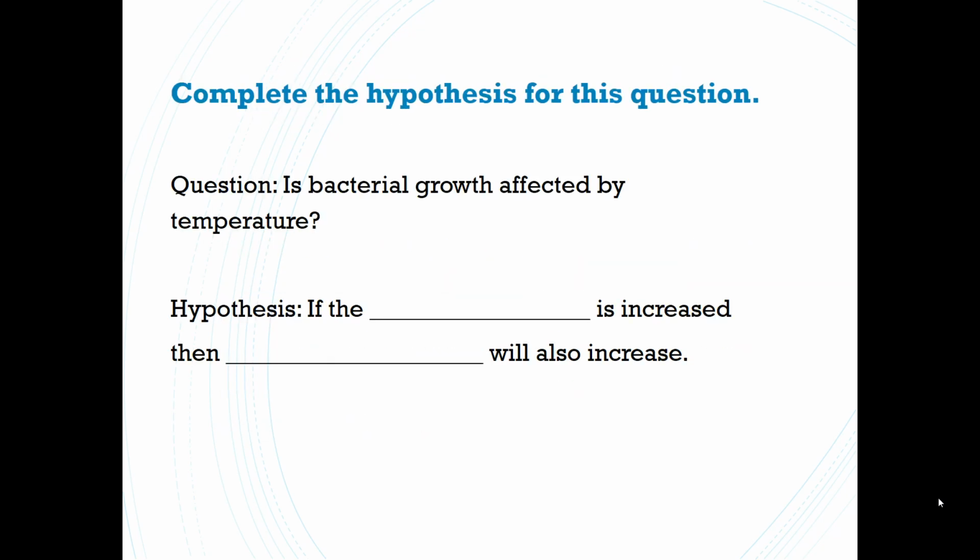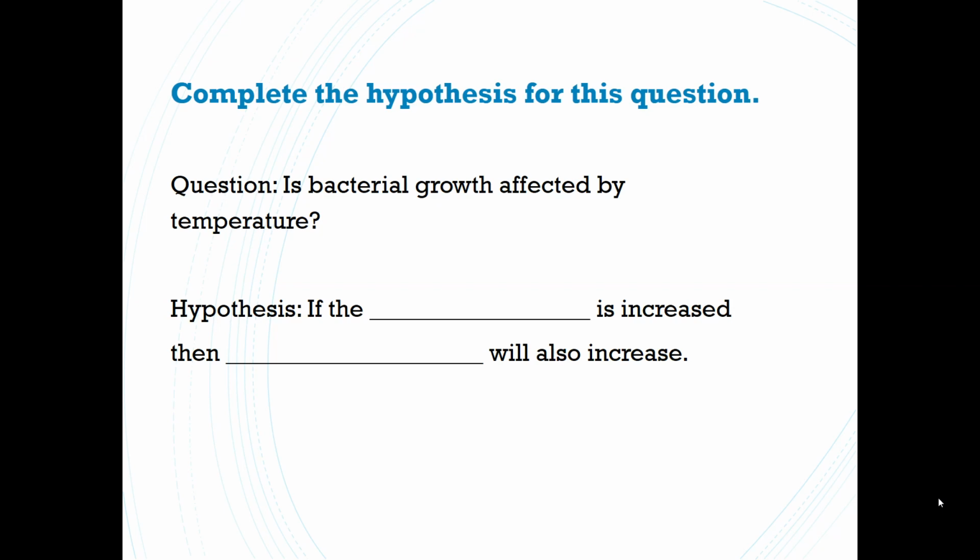For the next couple of examples, we're going to be given a question, and we're going to complete the already given hypothesis based on the question. So the first question we have is: is bacterial growth affected by temperature? We know that what's going to go in front of the if is our independent variable, and what's going in front of the then is our dependent variable. So we are going to test this as a scientist. What is the thing that we are going to be able to control?